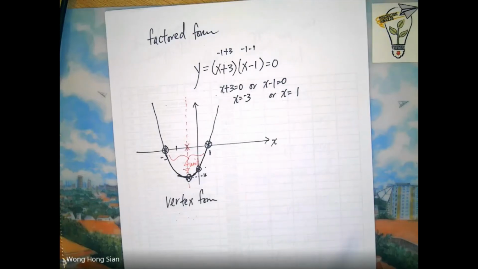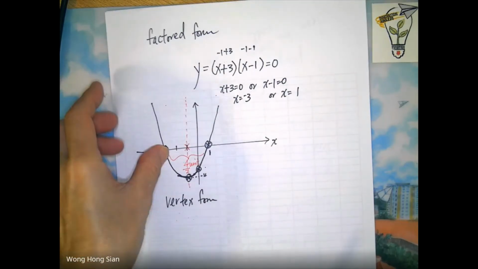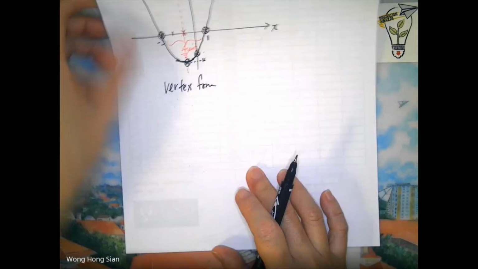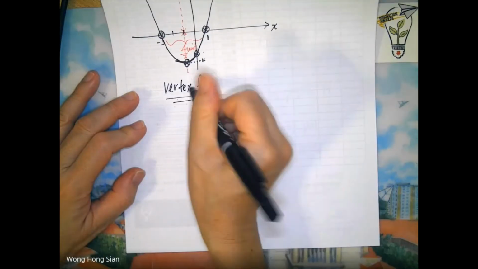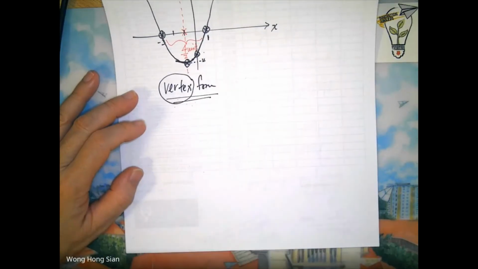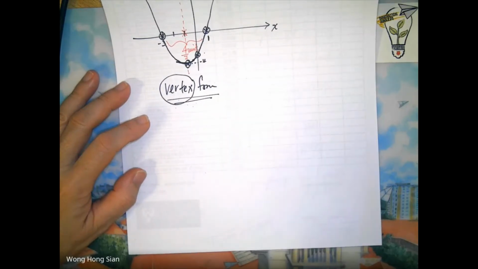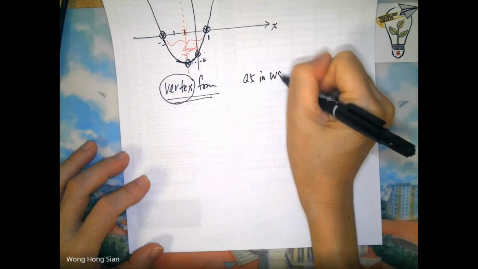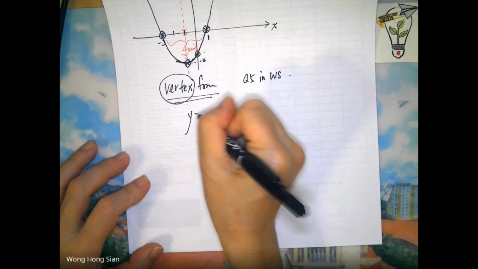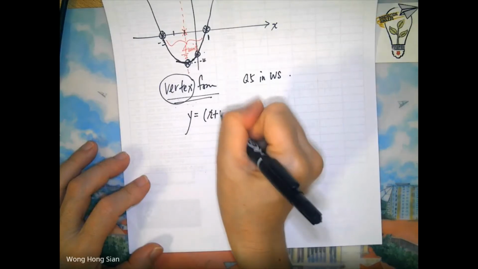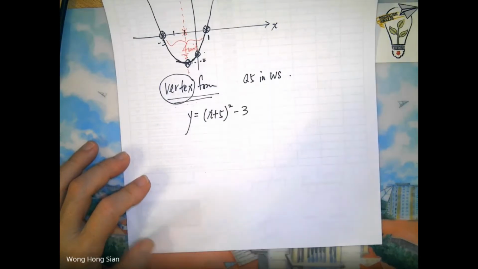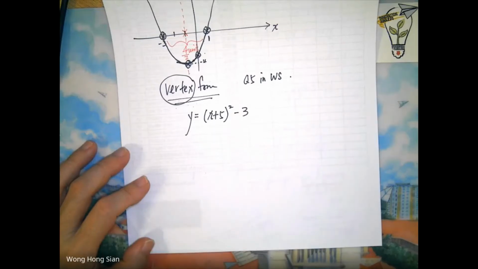Next one, it is in the vertex form. What do we mean by vertex form? From the word vertex, you can understand that it means you want the turning point, the tip, either right at the bottom or right at the top. For example, y is x plus 5 squared minus 3. This kind of equation is a quadratic equation and it is the vertex form.